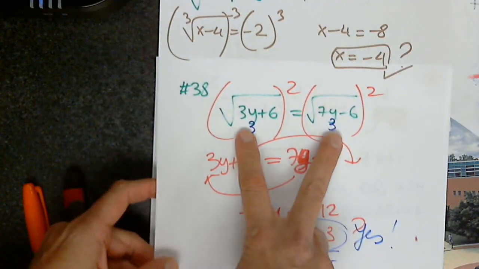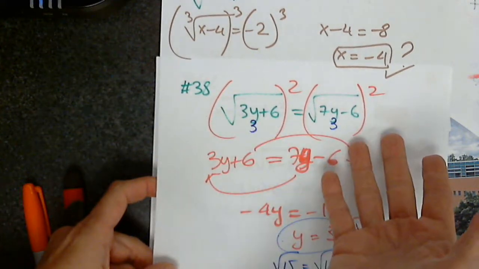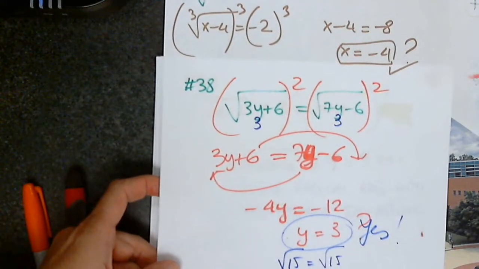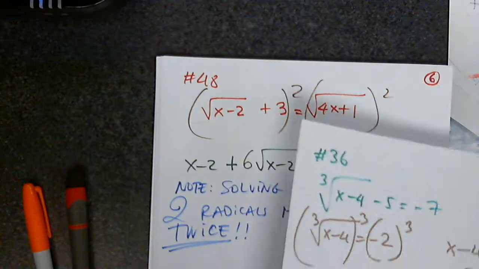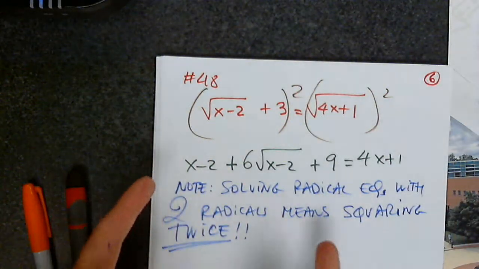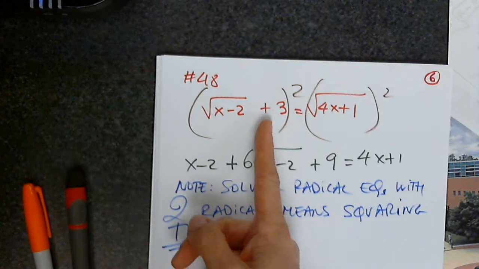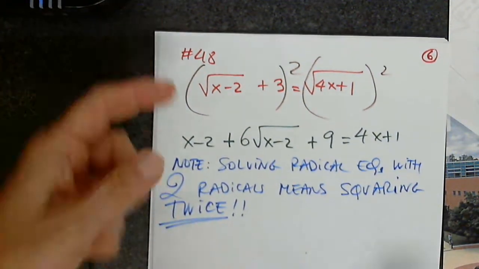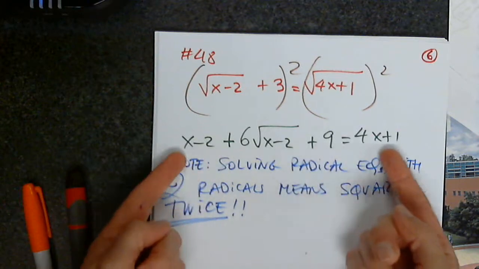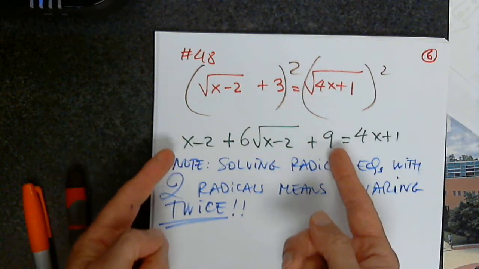Okay? In this situation, yes, I squared both sides and I got rid of both radicals at once. But here I cannot. If I have a situation like this with two radicals and some term that has no radical on it, I have to square it twice. So here's my step.